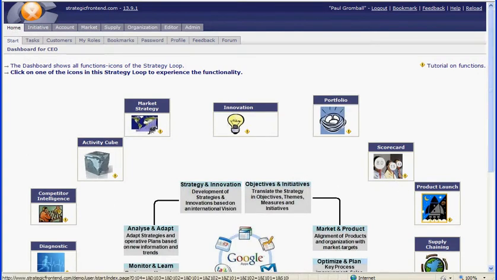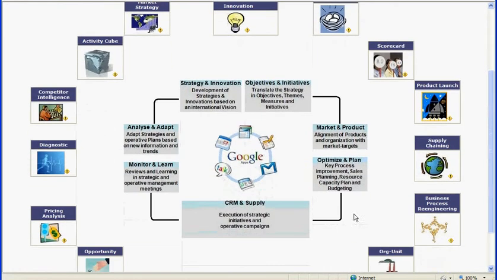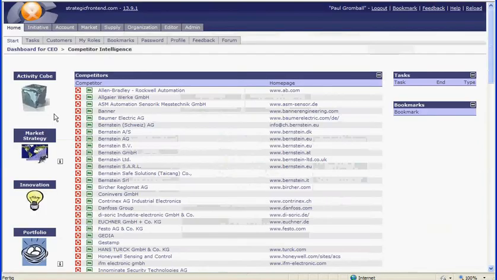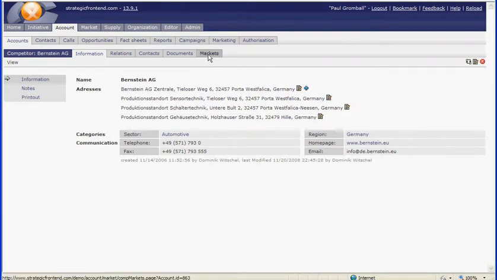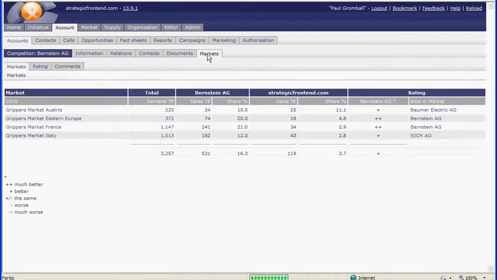So one of the major features of this competitive analysis, if you go back to Bernstein AG, is of course the cross visibility of markets. For instance, what you can see is these are all the markets where you have found this competitor: Austria, Eastern Europe, France, Italy. This is the name of the market. This is the sales of Bernstein, your competitor. This one is the market share. This is actually a comparison with your own company, what the sales and the shares are.